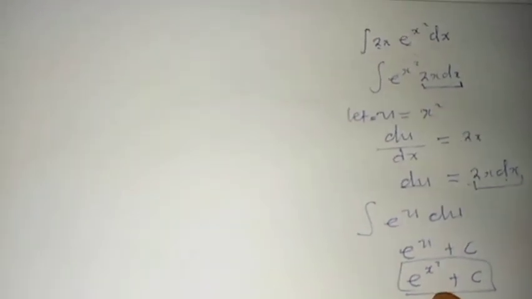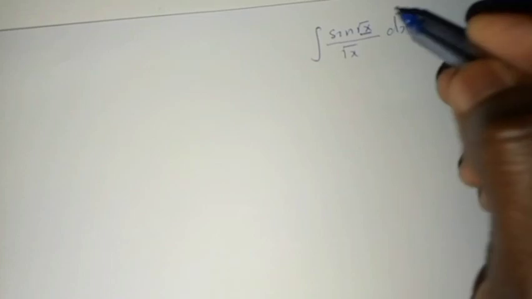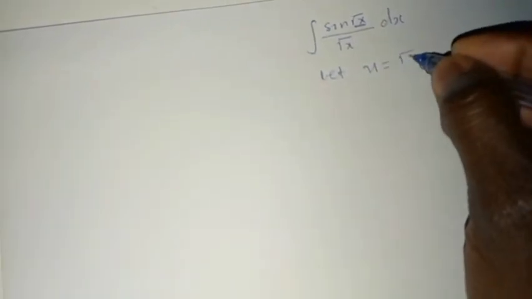We've done this part. We come to the other part again. Okay, so the second one is to have the integral of sine root of x over root of x dx. The only thing which we can let equal to u is this part. But now you say let u be equal to root of x.